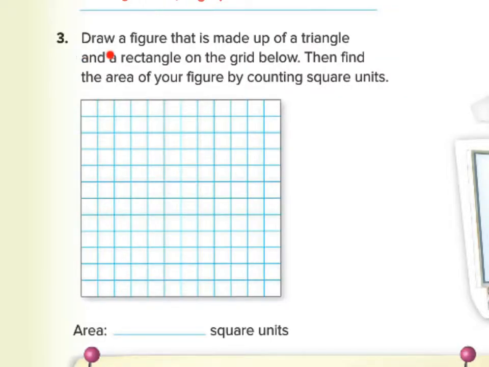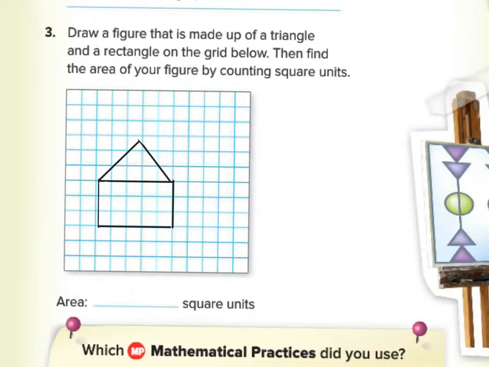Question 3. Draw a figure that is made up of a triangle and a rectangle on the grid below. Then find the area of your figure by counting the square units. So here's my rectangle and my triangle, and I made it look like a little house. They want us to find the area simply by counting the square units, all of these squares. Along the bottom we have 1, 2, 3, 4, 5, which is the same for the triangle. And going vertically we have 1, 2, 3.